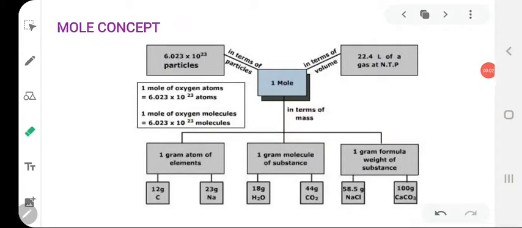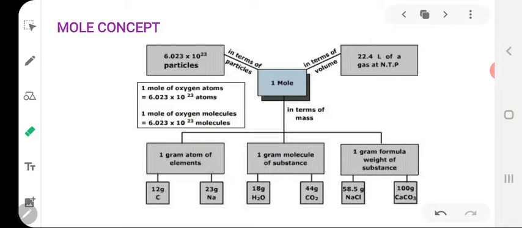Welcome back, students, to the second part of our discussions on the topic of mole concept. As we had studied in the previous video lesson about some introductory concepts regarding mole concept, so today we shall proceed further. Now, right on your screen, as you can see in the picture, how we can represent one mole in various forms has been depicted. You can see that we can represent one mole in terms of particles, one mole in terms of volume, and then one mole in terms of mass.